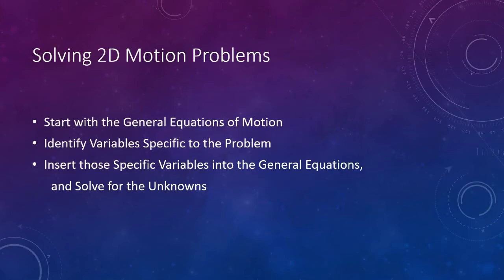First, you start out with the most general equations of motion, the equations that are always going to hold true for these kinematics problems. Then what you'll do is read through the problem description, sentence by sentence, phrase by phrase, and identify those variables specific to the problem. And once you've done that, you can insert those specific variables into the general equations of motion and then go about solving for those unknowns. So let's look at those general equations of motion.